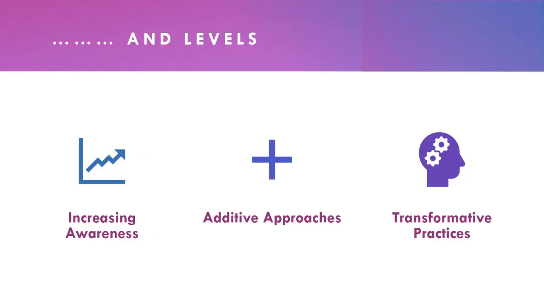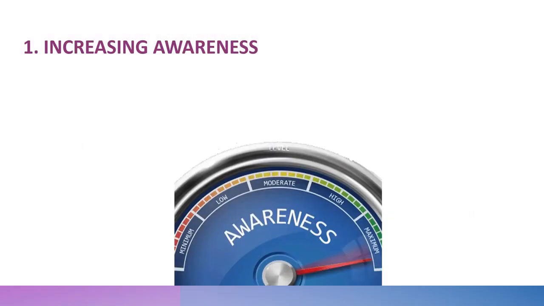So each of the domains can operate at the following 3 levels. Number 1, increasing awareness. Number 2, additive approaches. And 3, transformative practices. At the awareness level, one could start with simply reflecting on where one is right now in relation to one's knowledge and understanding of diversity and inclusion, in relation to LGBTQ students and their issues. There are many practical steps which can help increase one's awareness, such as undertaking some CPD, or extra readings, or engaging in conversations, or joining an online forum, or even watching documentaries.